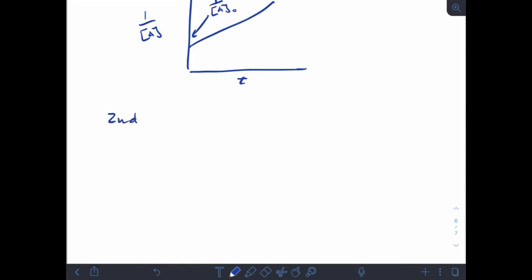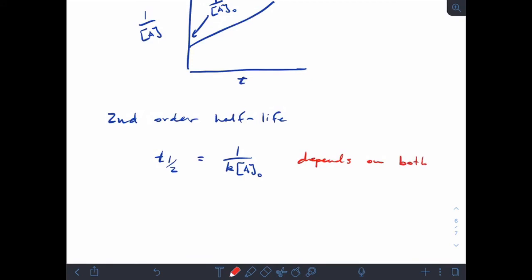Second order half-life. The equation is t1/2 equals 1 over k times the initial concentration. Right? So the half-life depends on both k and [A]. So it's not constant. Okay, the half-life will depend on how much of the initial component you have, the initial concentration of the component.